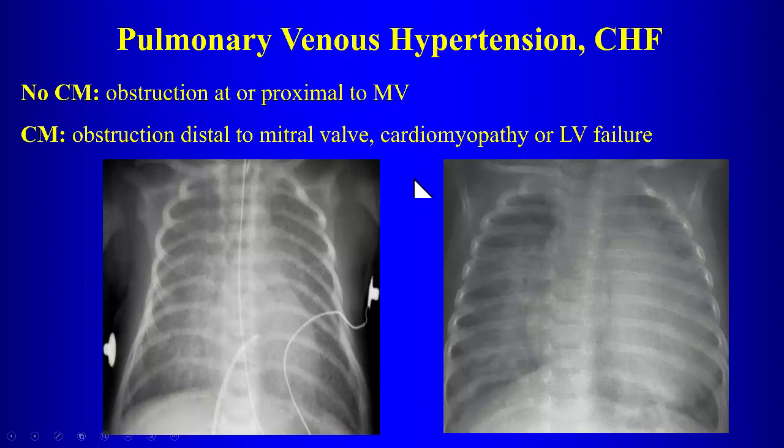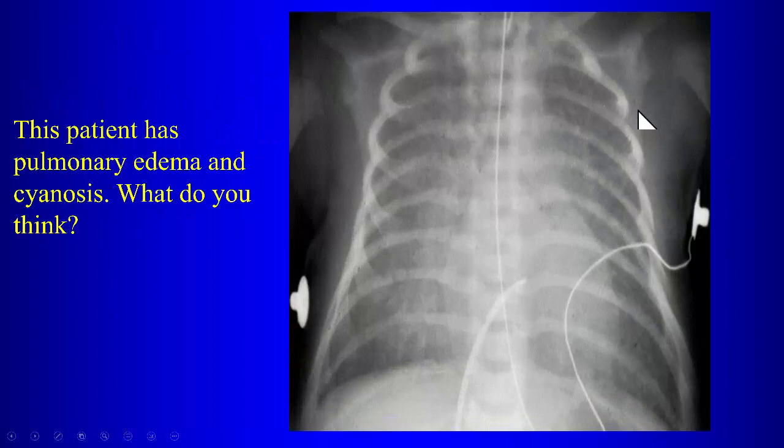But it's more than that, because there are other things that can also give you a big heart and failure. So the differential is much larger here when you have cardiomegaly and failure. You can have congenital disease with obstruction distal to the mitral valve. You can have cardiomyopathy or left ventricular failure from any cause, right? So when we're dealing with infants, the differential is much larger when we have a big heart and pulmonary edema. So this patient has pulmonary edema and cyanosis.